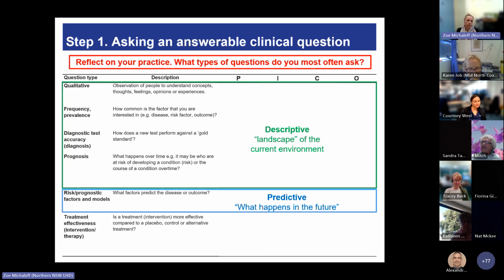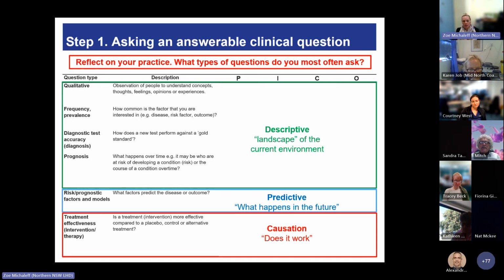And these are called risk or prognostic factor questions. And so we're using information that's available to us now to predict what's going to happen. Is that person going to get the disease or have the outcome of interest? And finally, sometimes we're interested in causation. So treatment effectiveness, what we really want to figure out is the treatment we're providing, does that work? And so the treatment is the intervention, and we're comparing it to another treatment, so usually a placebo, a control, or some sort of alternative treatment. It might be standard care, minimal care, or no care.